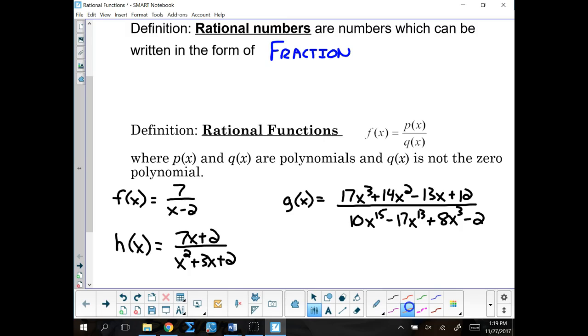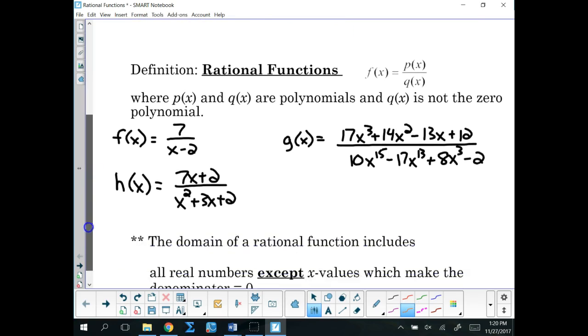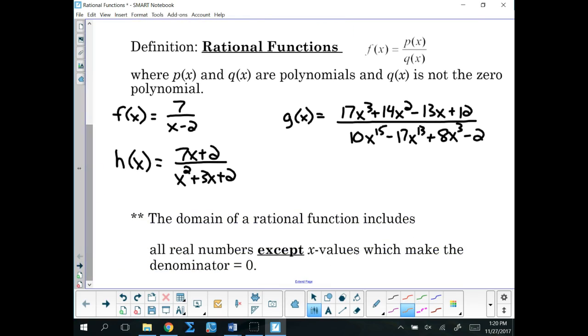Because, unfortunately, what you should have gotten out of the last chapter, which some people got and some people didn't, is that D word: domain. The domain of a rational function includes all real numbers except the x values that make the denominator equal to 0.